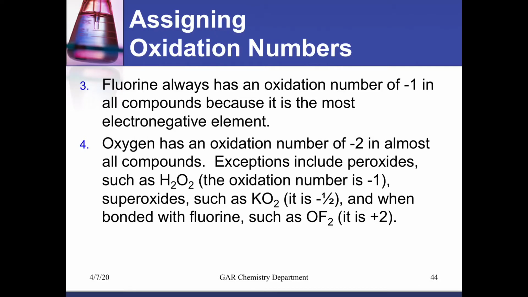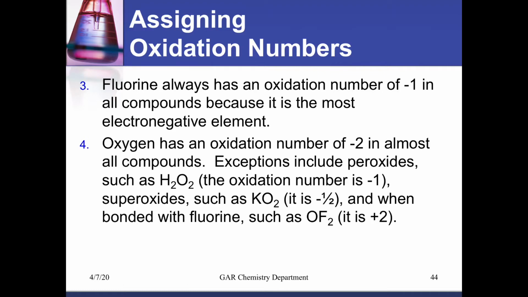The first of the 3 elements is fluorine. As you know, fluorine is the most electronegative element there is, which means in every single compound, fluorine will always gain control of the shared electrons. For that reason, fluorine always has an oxidation number of -1. Another element with special rules is oxygen. Oxygen is also a very electronegative element. In almost every compound, its oxidation number is -2. There are a couple of exceptions to this.